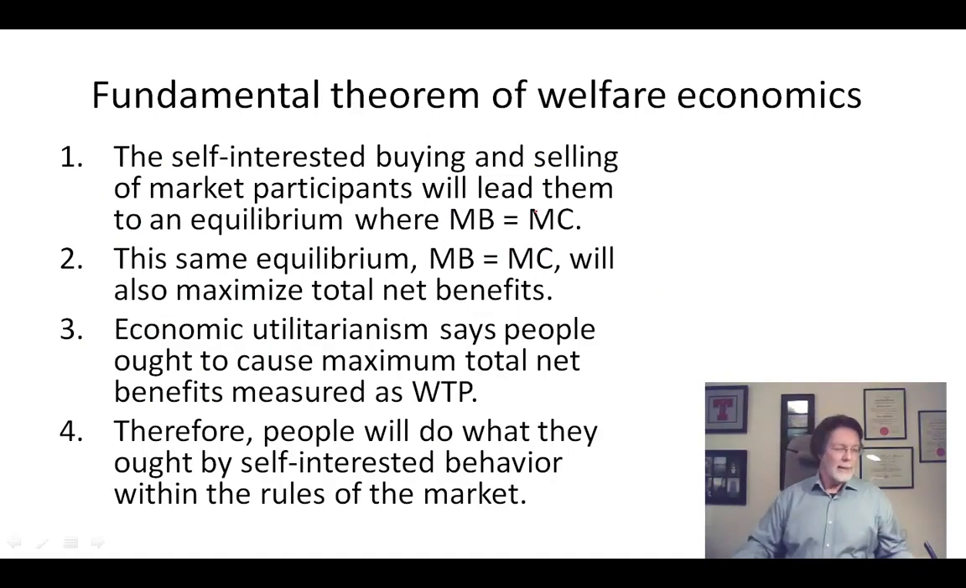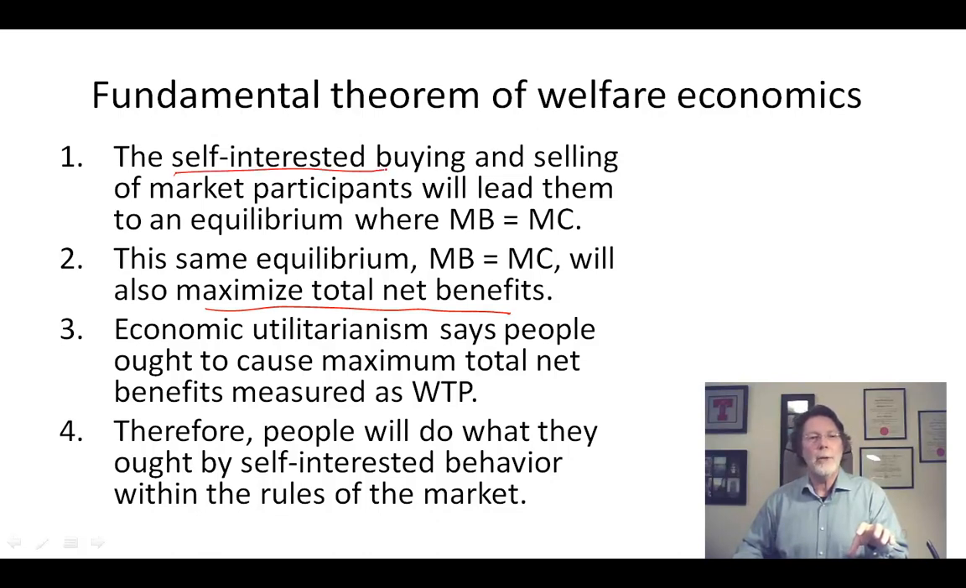Okay, so this leads us to what's sometimes called the fundamental theorem of welfare economics. This is that the self-interested buying and selling, this is the ethical egoist decision rule, buying and selling of market participants will lead them to an equilibrium where the marginal benefits of each additional item consumed equal the marginal cost of producing it. The same equilibrium will also maximize total benefits, and it is the product of self-interest. See, this is the neat thing. It's kind of elegant, really.